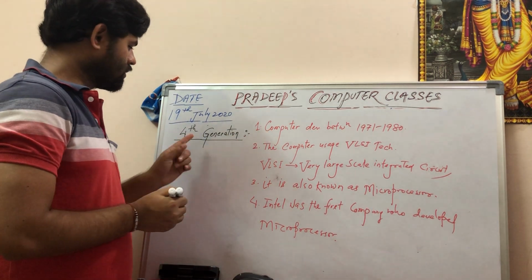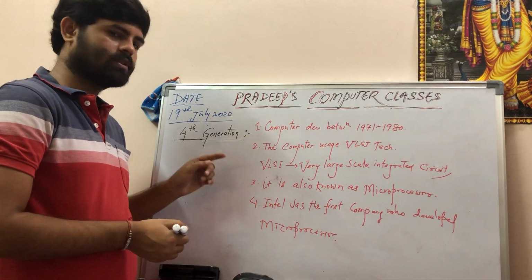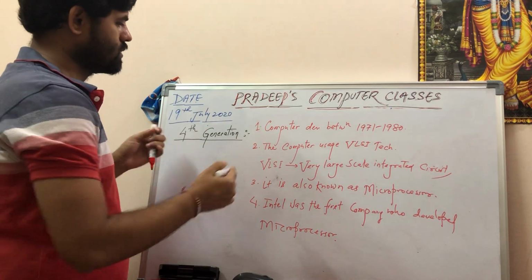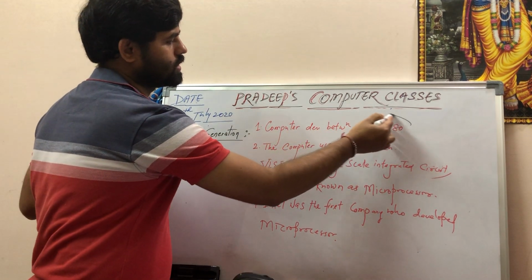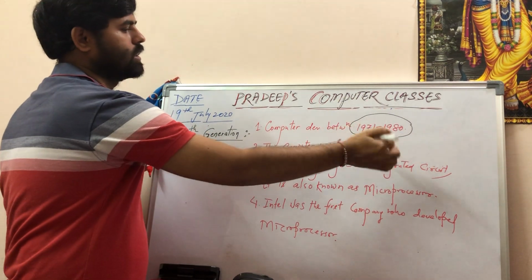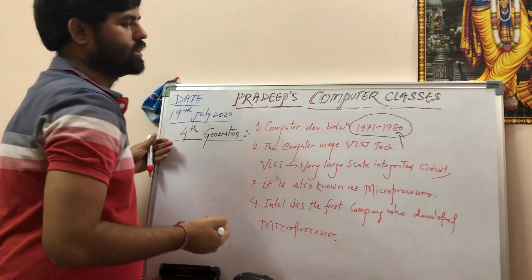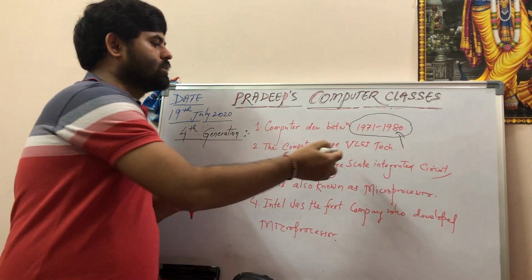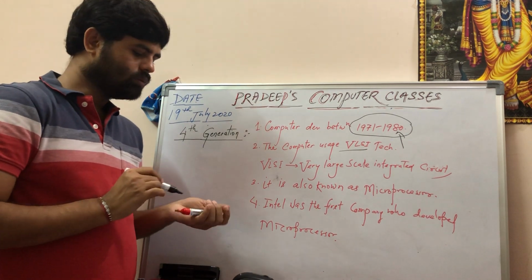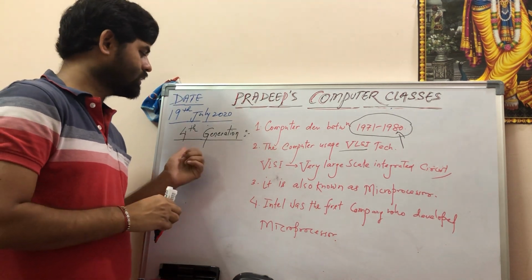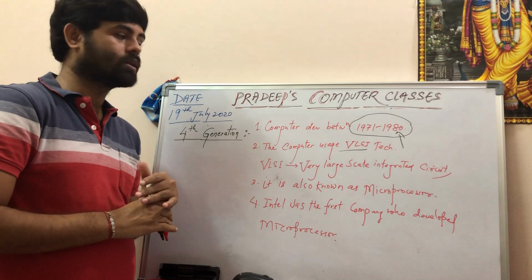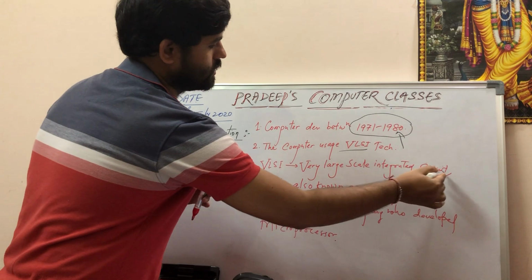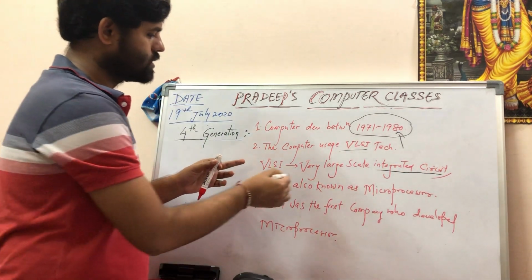See, from the fourth generation, you will see some new things, and that will relate to you. Okay, so first thing is the computer developed between 1971 to 1980. 1980 is our generation. Now it is a coming generation, right? The computer uses VLSI technology. In the third generation, we have seen the IC, integrated circuit. Here also it is mentioned integrated circuit, but what is this?